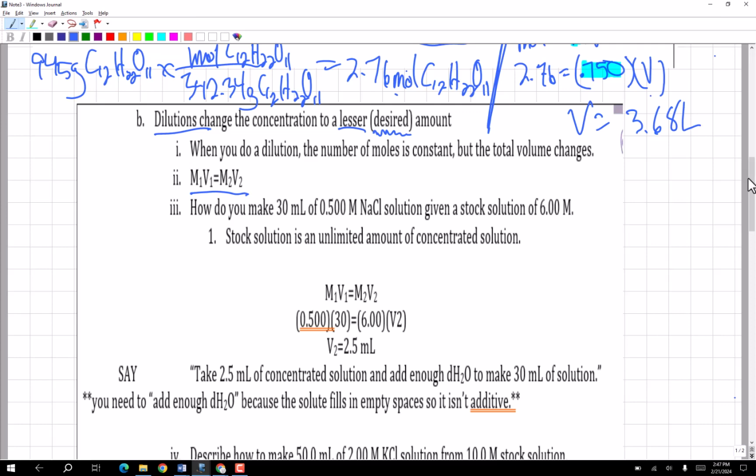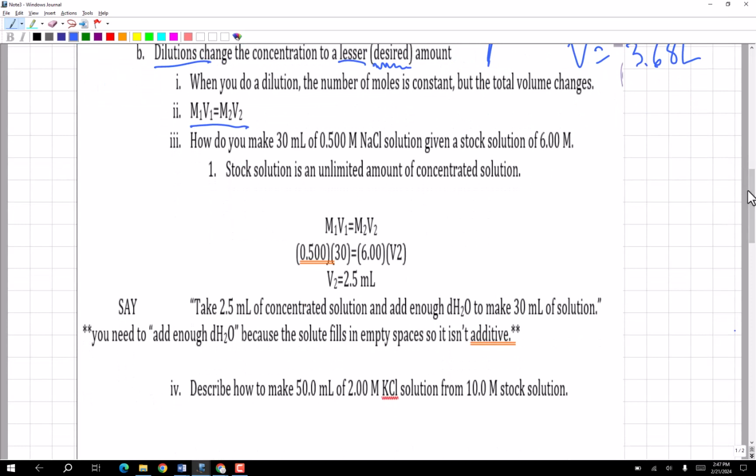Okay. How do you make 30 milliliters of 0.5 molar NaCl solution given a stock solution of 6 molar? So a stock solution means it's in stock. You have basically an unlimited amount of it. So M1V1, do you see how these two go together? Remember, multiplication of means multiplication. So molarity 0.5, volume 30, equals molarity 6, volume V2. Solve for V2: 0.5 times 30 divided by 6 is 2.5 milliliters.